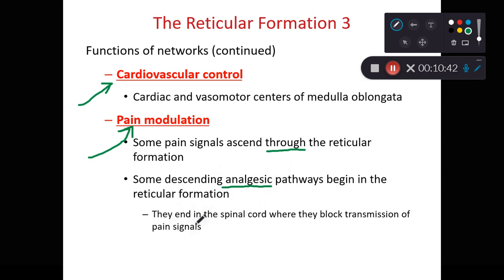Some of those analgesic pathways are going to begin in the reticular formation and go down into the spinal cord where they block transmission. So they can block the pain from even being perceived by your brain. So in other words, we can do our own spinal blocks on ourselves automatically, which I think is pretty cool.